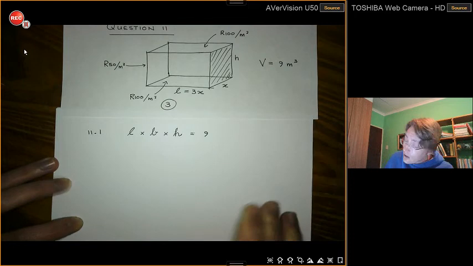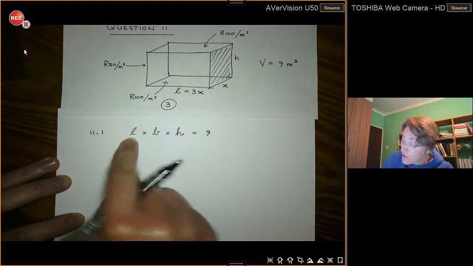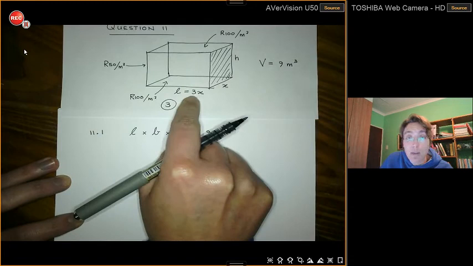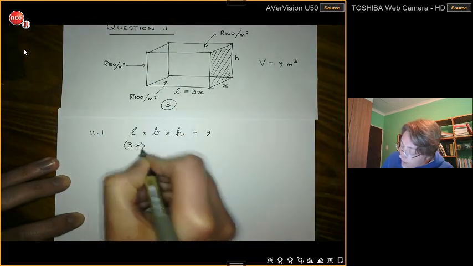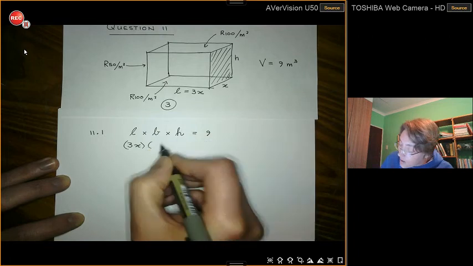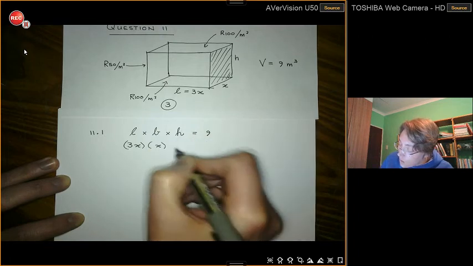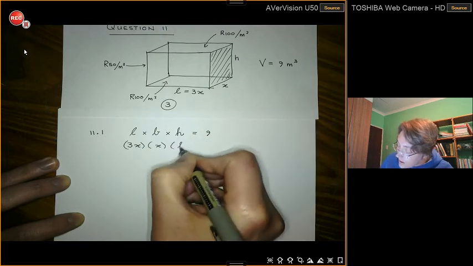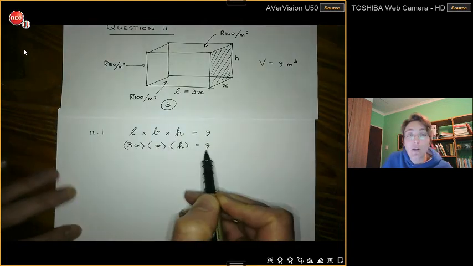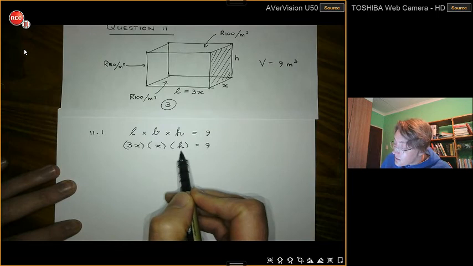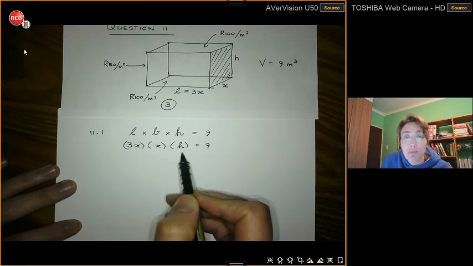So we can start off by saying, okay, but I know the length of this box has got to be 3 times the width, which is x. So my length is 3x. My width or my breadth is equal to x. Then we don't know what the height is at this stage, but we do know if I multiply those 3 together, it's going to be equal to 9. And this is how we're going to get the height of the box in terms of x.